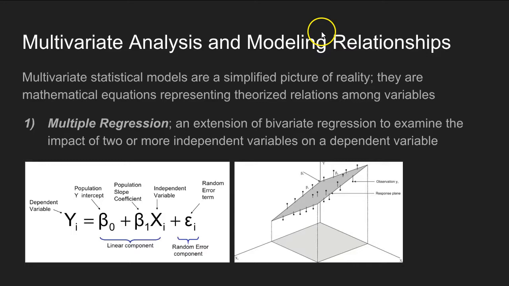Multiple regression is an extension of bivariate regression, and it examines the impact of two or more independent variables on a dependent variable. It's basically a mathematical equation that indicates the observed effect of two or more independent variables on a dependent variable y, the variable that you're trying to explain.